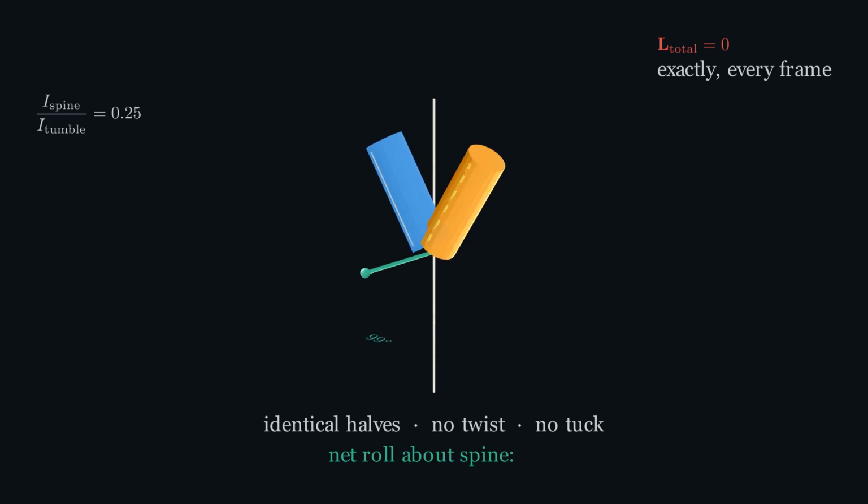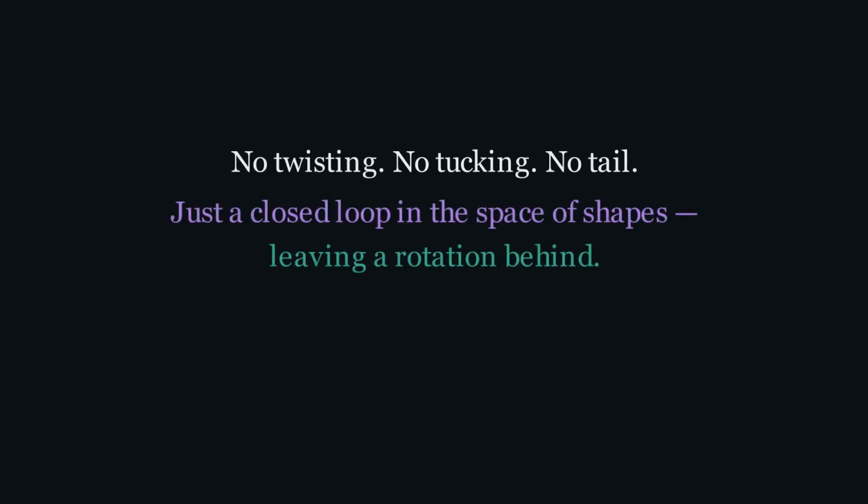And yet, look at the body. One trip around that loop of shapes, and the whole cat has rolled 180 degrees about its own spine. That is the very turn that takes it from back down to feet down. No twisting, no tucking, no tail. Just a closed loop in the space of its own shapes, leaving a rotation behind. This is exactly the holonomy we saw on the sphere.